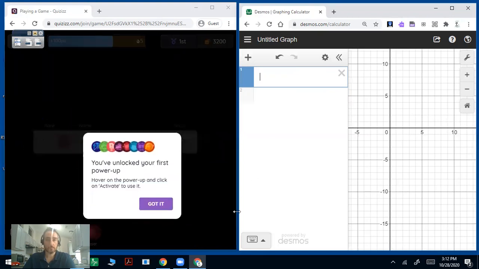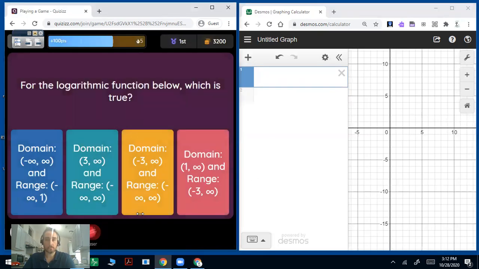Come on. For the logarithmic function below, which is true?